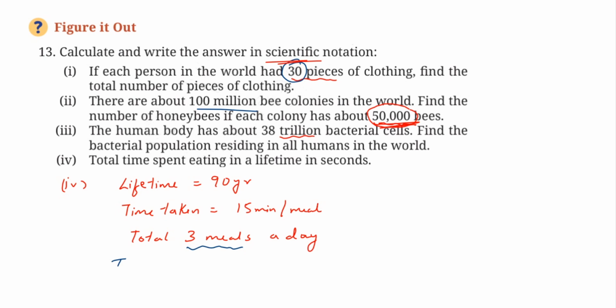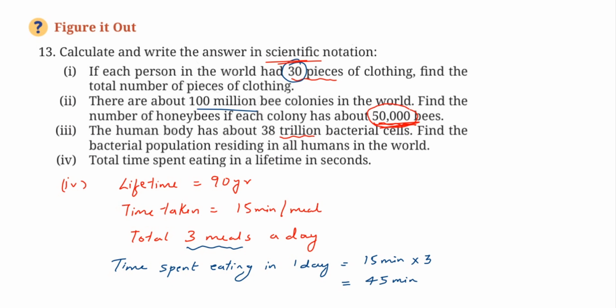So time spent eating in one day will be 15 minutes, and he's eating 3 times, so we multiply it by 3. 15 times 3 is 45. We get 45 minutes. So on average, the person is spending 45 minutes to eat his meals.